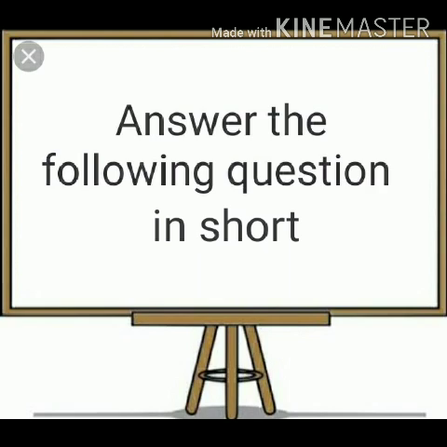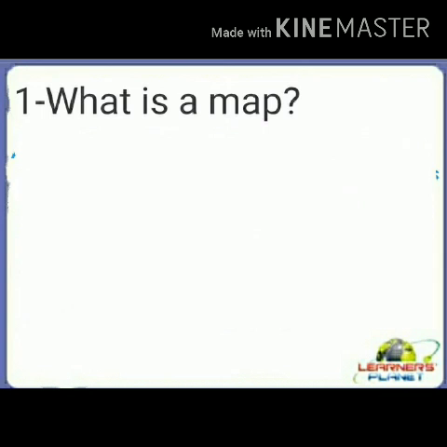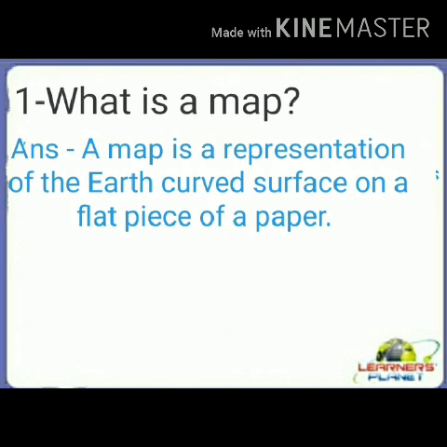Now D. Answer the following questions in short. First question, what is a map? Now the answer is that a map is a representation of the earth's curved surface on a flat piece of paper. I repeat it once again. A map is a representation of the earth's curved surface on a flat piece of paper.